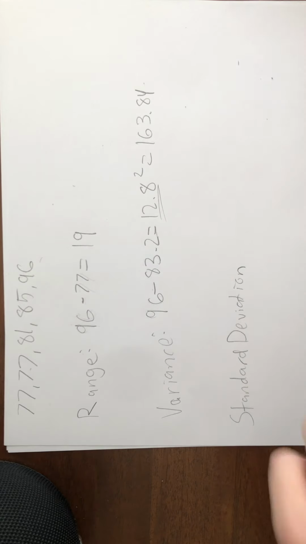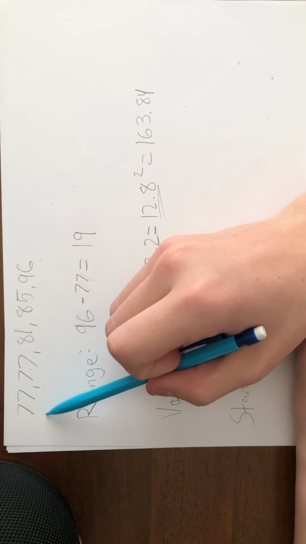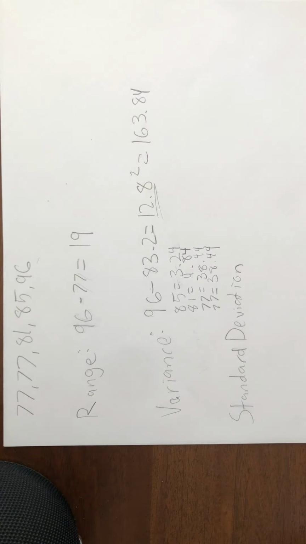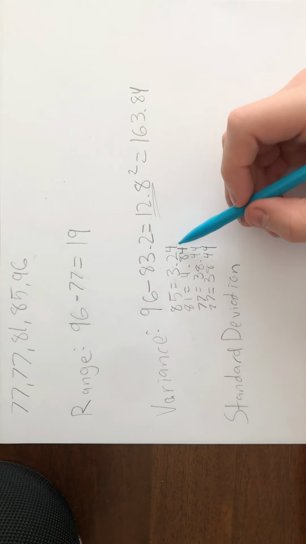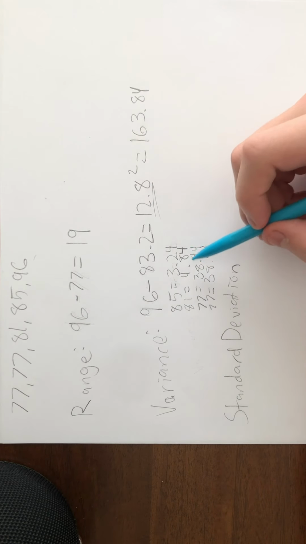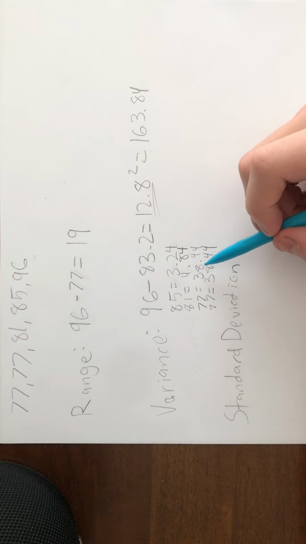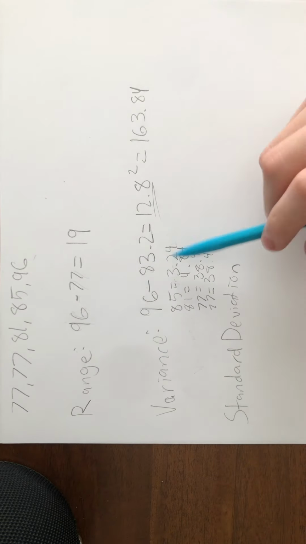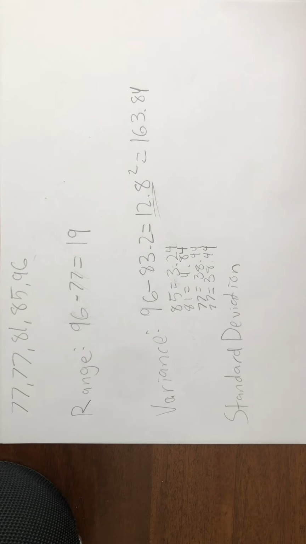You guys should pause and then find the variance for each of the rest of the 4 numbers right now. After doing this, you should have got 3.24 for 85, 4.84 for 81, and 38.44 for both the 77s. Then after you have each of these numbers, you have to add them together.